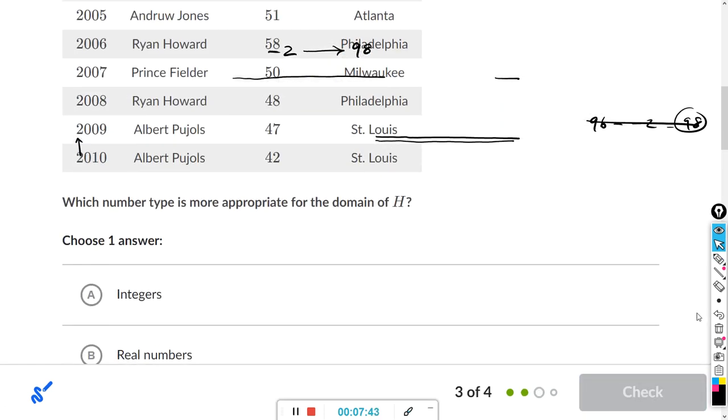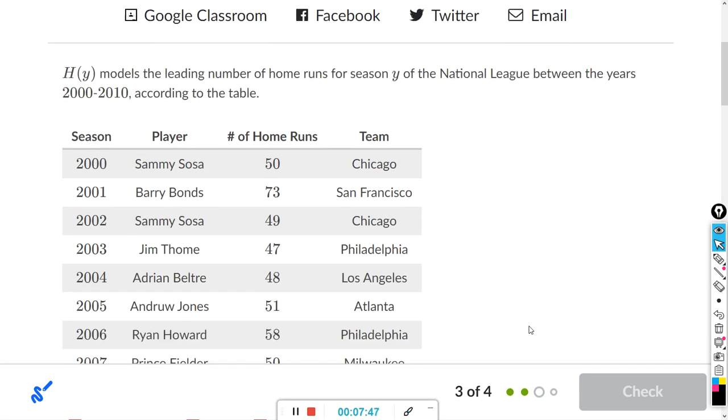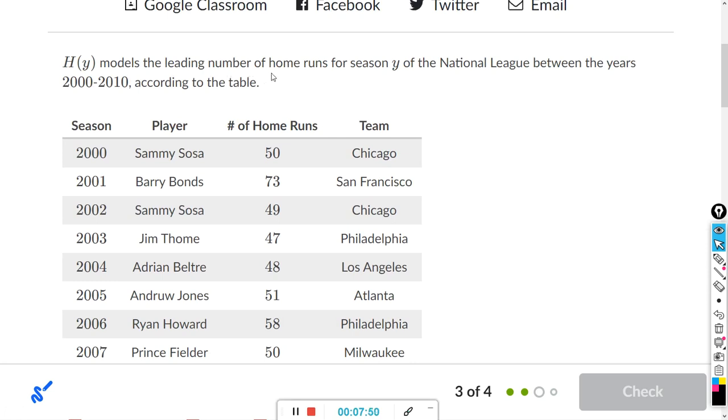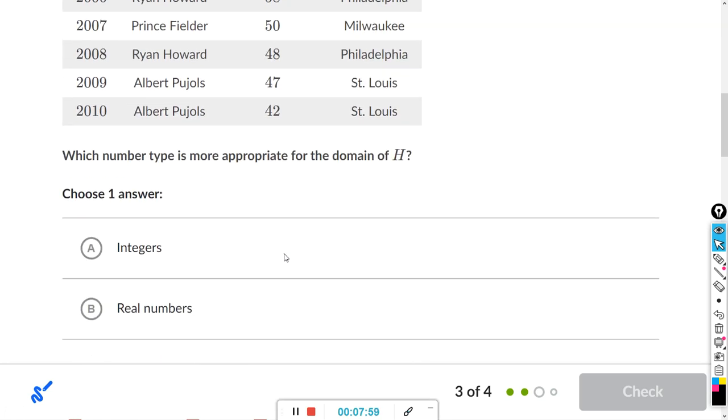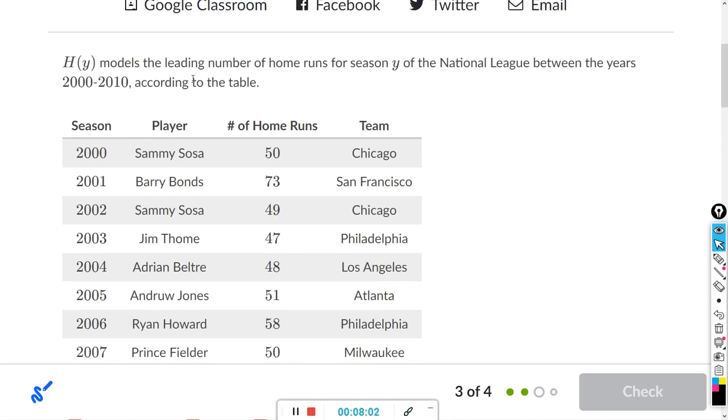All right, one more. H of Y models the leading number of home runs for season Y of the National League between 2000 and 2010 according to the table. So H of Y is the number of home runs for season Y of the National League from 2000 to 2010. Y is the season, the Y represents years. So Y is going to go from 2000 to 2010. That's going to be our domain.